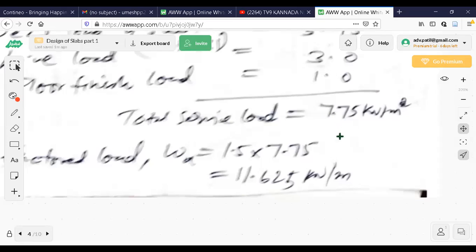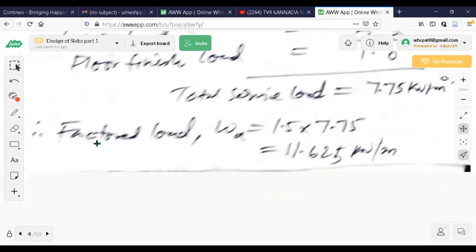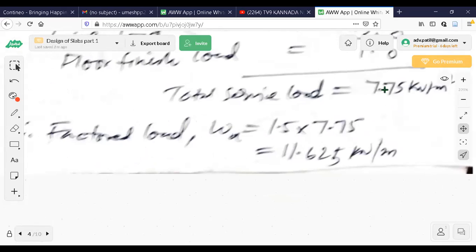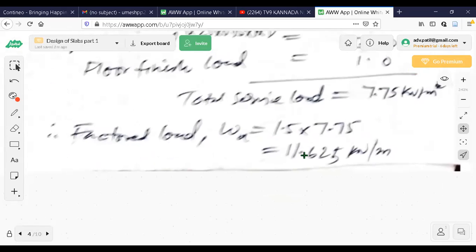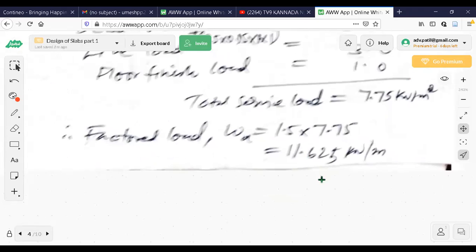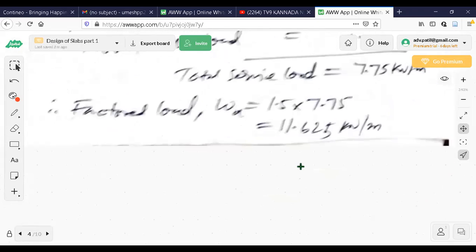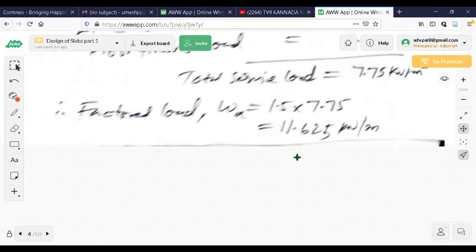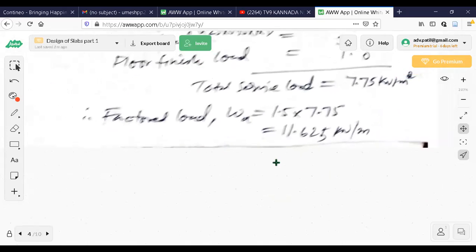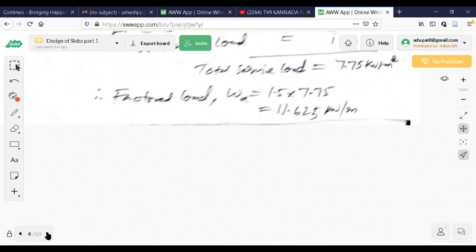This is the total service load. Therefore, factored load is 1.5 times service load, so it is subjected to 11.625. The load on the slab is 11.62. It includes dead load, live load, and floor finish, and it is factored, as 1.5 is multiplied. So this is the load calculation.